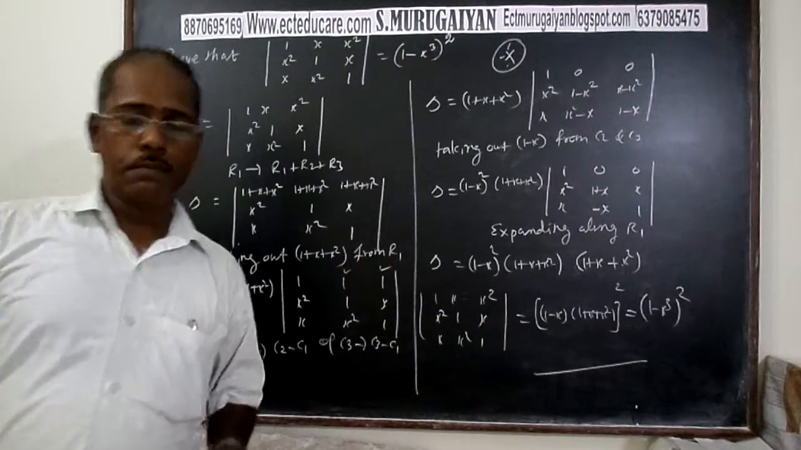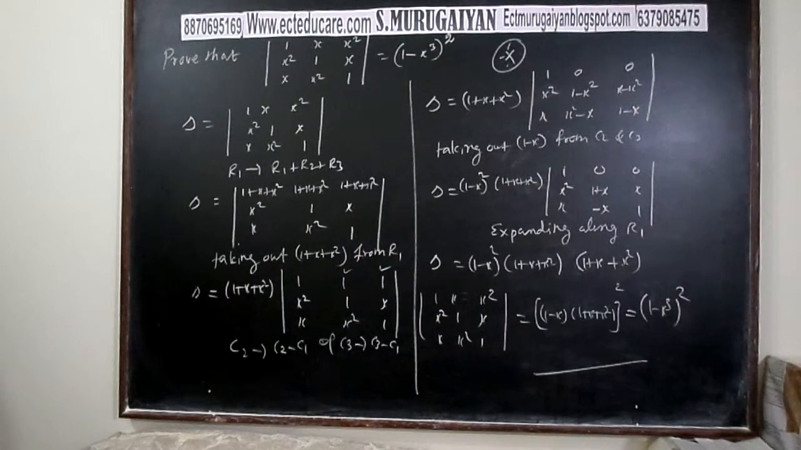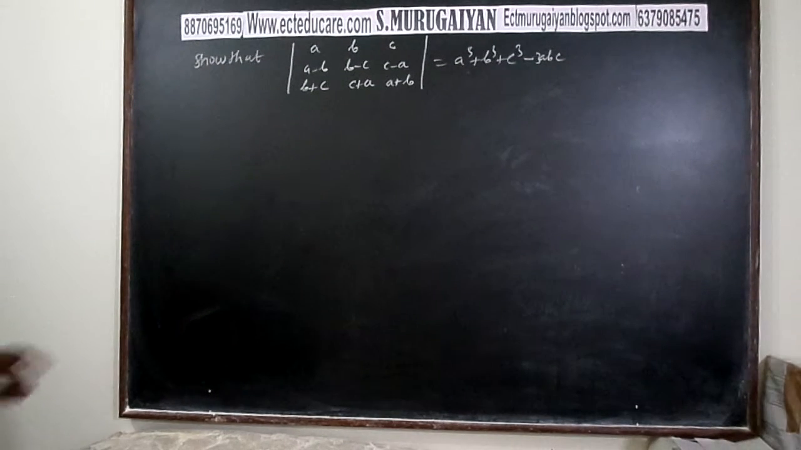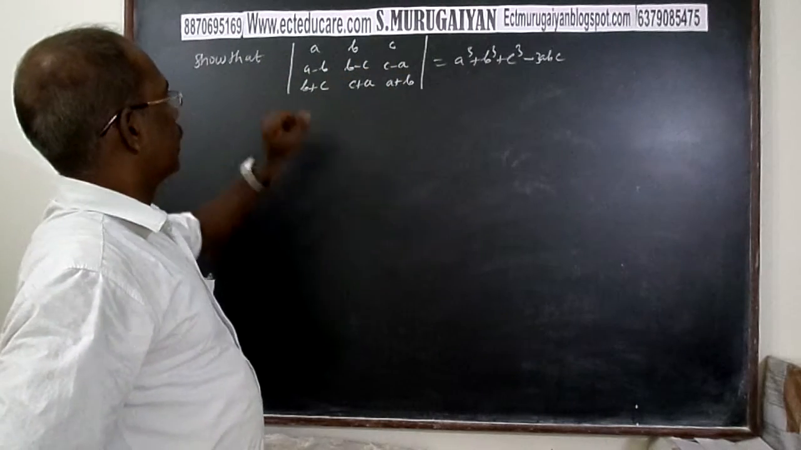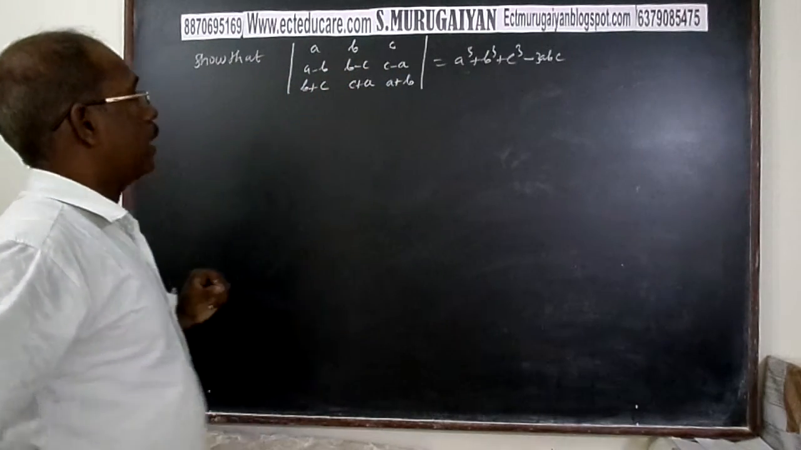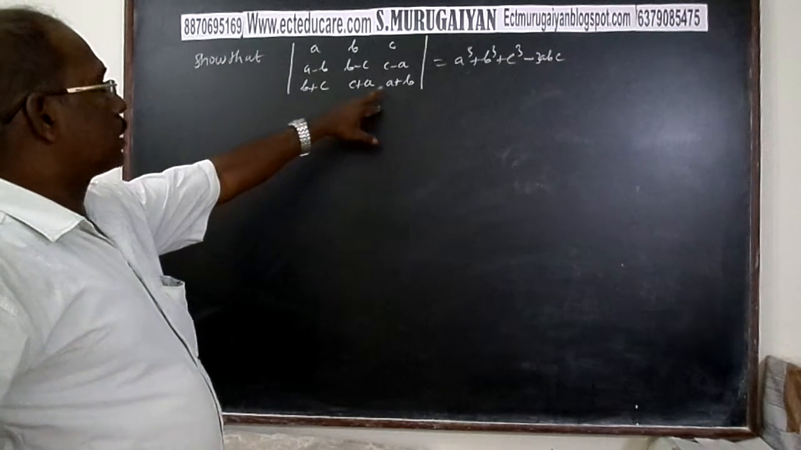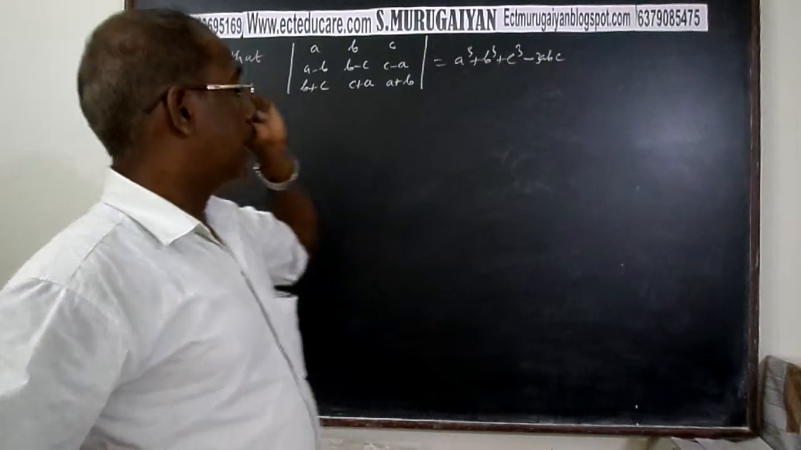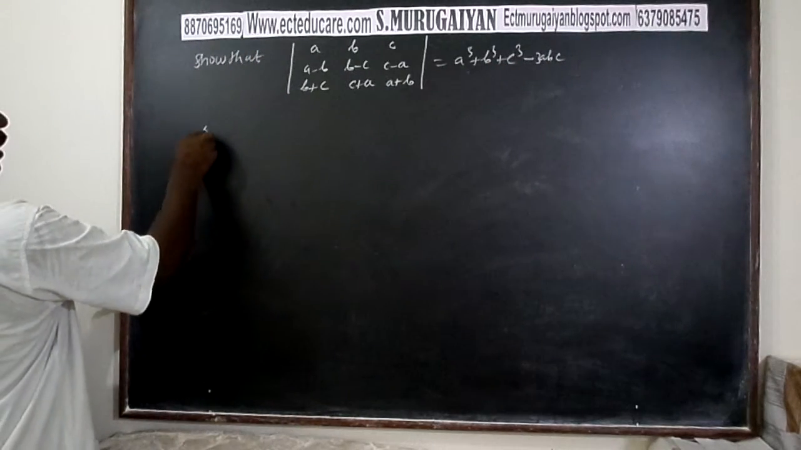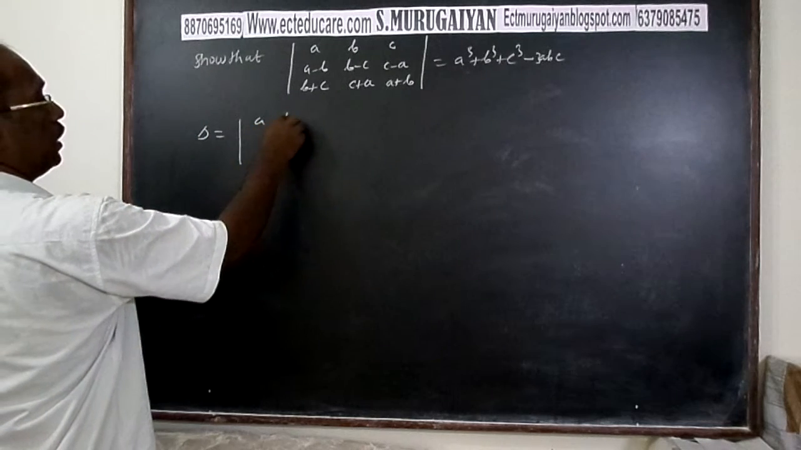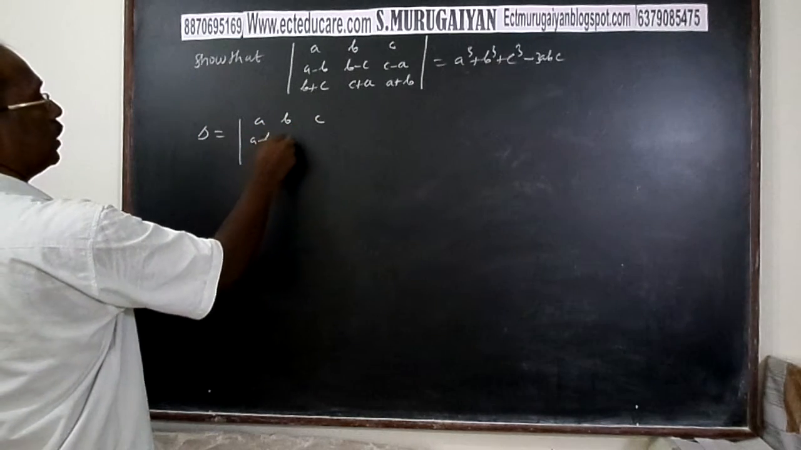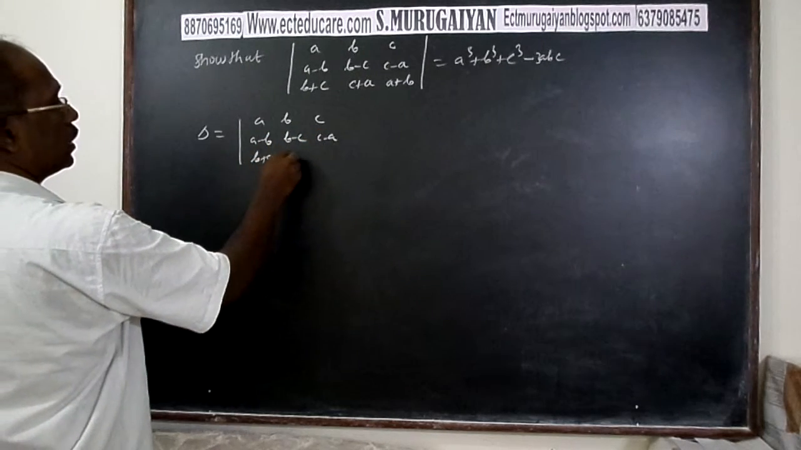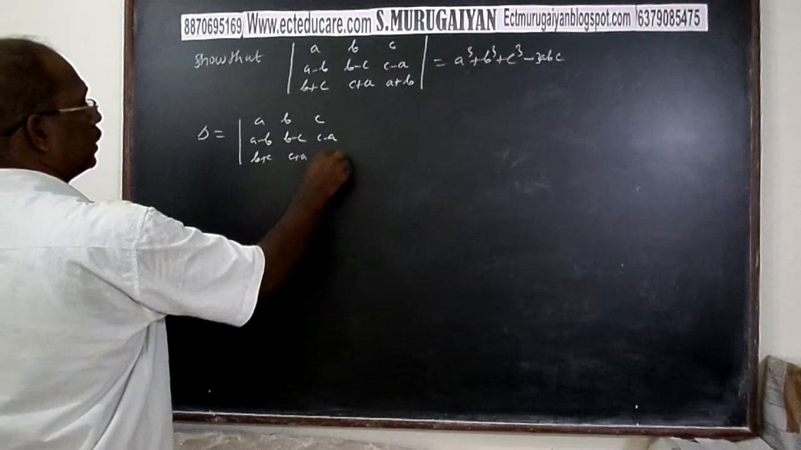We will go to the next question. So we will continue with the next question. The determinant with the first row a, b, c, second row a minus b, b minus c, c minus a, third row b plus c, c plus a, a plus b is equal to a cube plus b cube plus c cube minus 3abc. So delta equal to a, b, c; a minus b, b minus c, c minus a; b plus c, c plus a, a plus b.